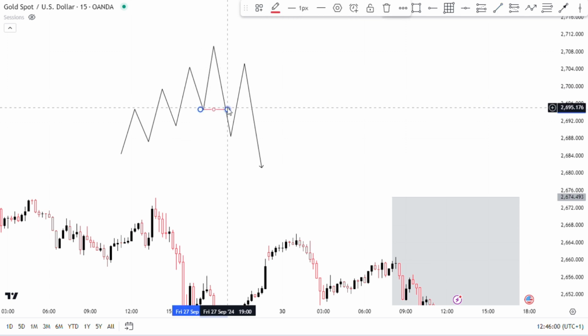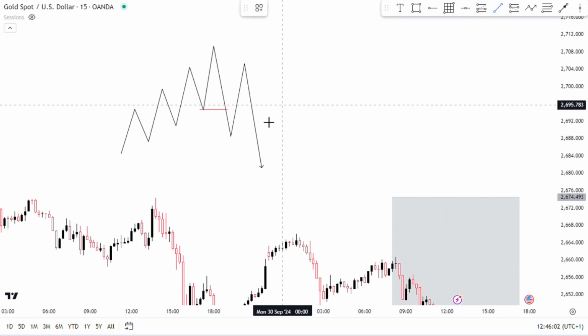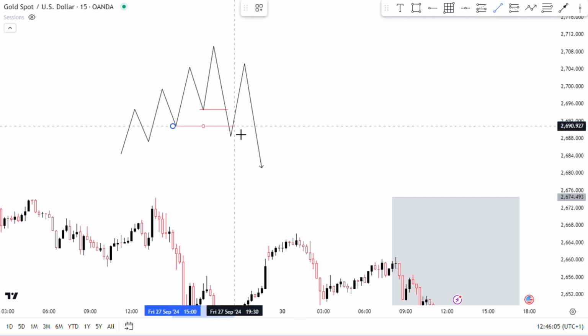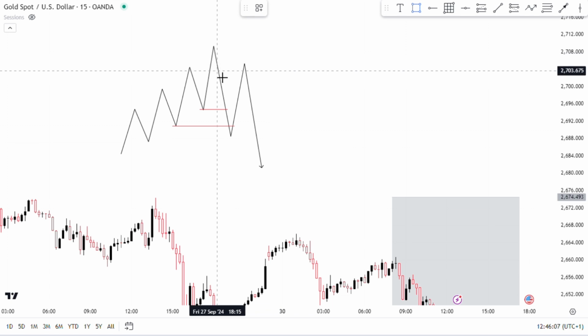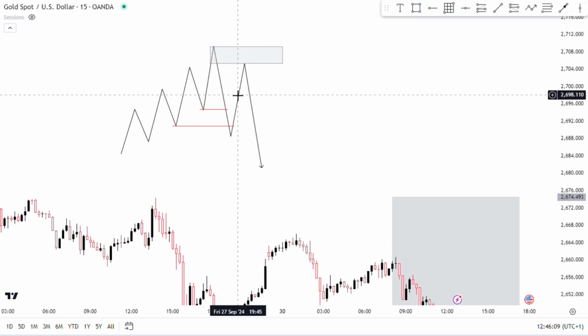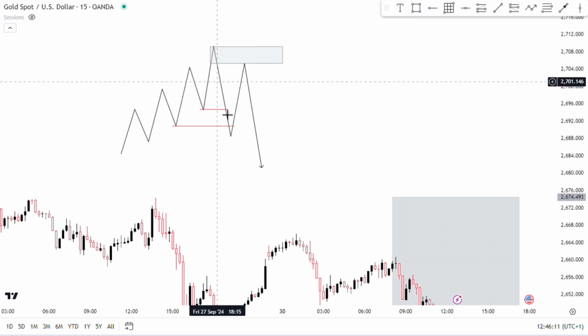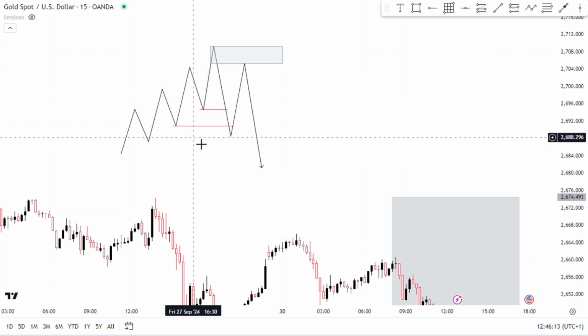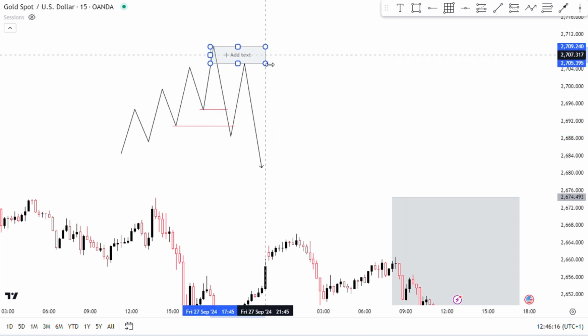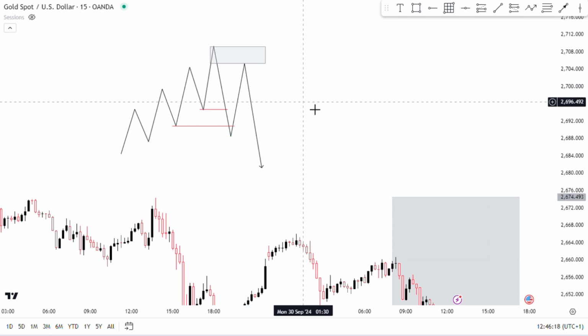Whenever price ends up breaking two lows, the order block that is responsible for it is the real order block. So this is the second low, and then the order block can be anywhere. The order block is just like the last bullish candle right here. When price comes all the way down and breaks these two lows, that is the real order block. So this is the first way to identify a real order block in the market.